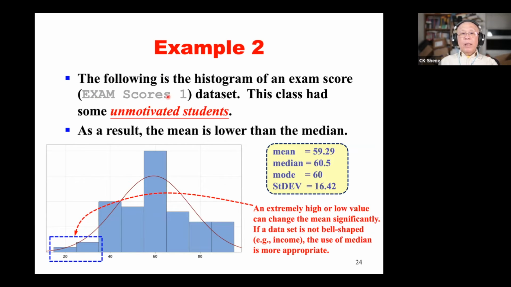Now, the same data set has a column exam score 1. This class had some unmotivated students. As a result, the mean is lower than the median, although just a little bit. The mean value is 59.29, the median 60.5, the mode is 60, the standard deviation is 16.42. So these unmotivated students score pulled down the exam score.